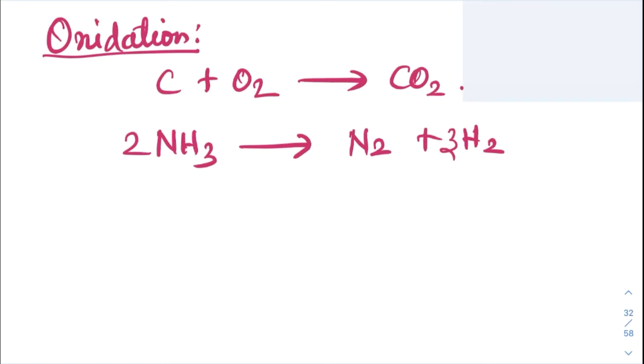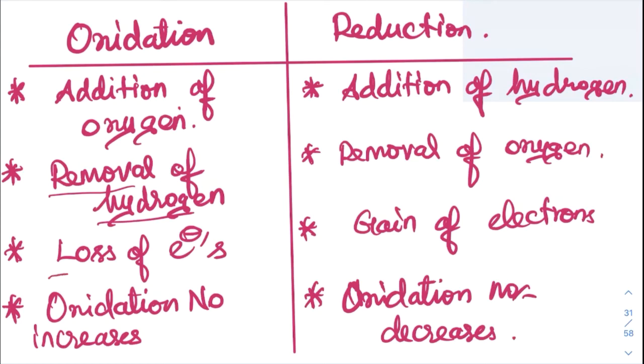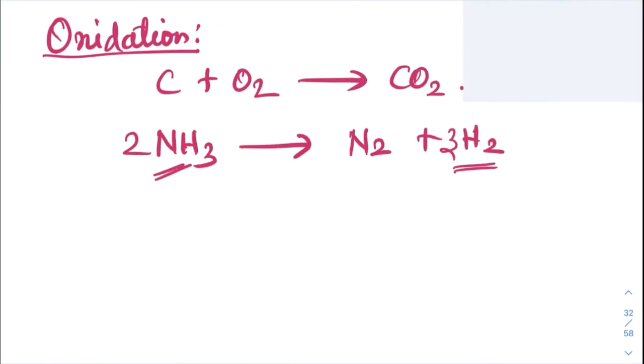Okay. So this is also oxidation. Why? Because we have removed hydrogen. From ammonia, hydrogen is getting removed. So this is an example for oxidation. And then loss of electrons. Loss of electrons is called oxidation.